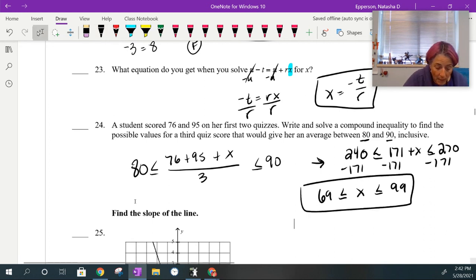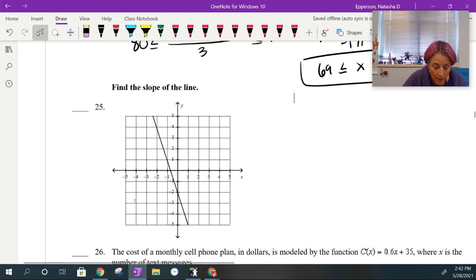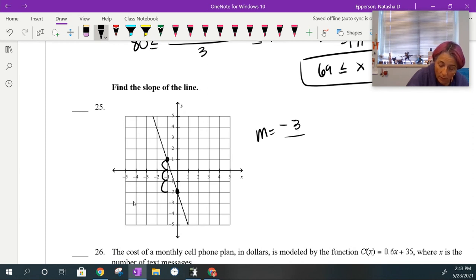Okay. Number 25. This will be the last one we do on this video. Find the slope of the line. I'm going to pick 2 perfect points. Got one there, and actually, technically, sorry, I've got one here and one here. It's a negative slope, so that's going to be negative. I'm going to go down 1, 2, 3 units, so -3 over 1 unit. So that gives me a slope of -3.